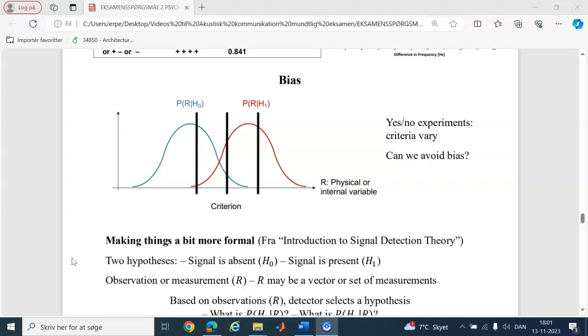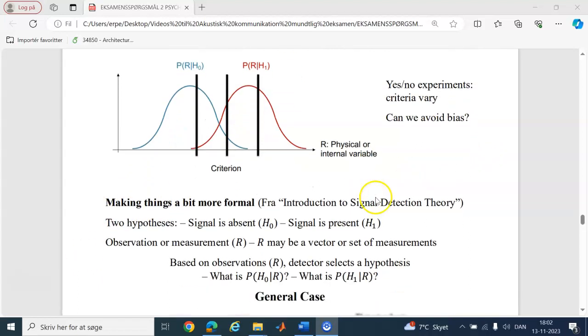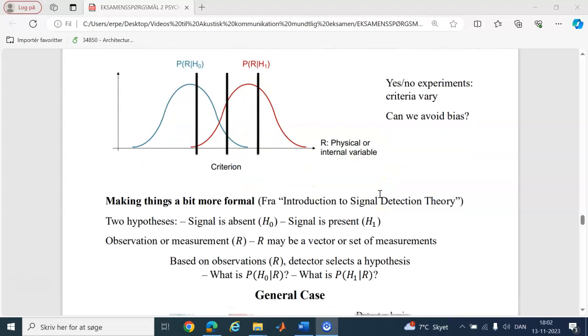So we have a P curve, the probability of a response R, on the condition that the signal is absent, and then another probability of a measurement on the condition that there is a signal. R is a physical or internal variable, and we have a criterion. Makes things a bit formal.